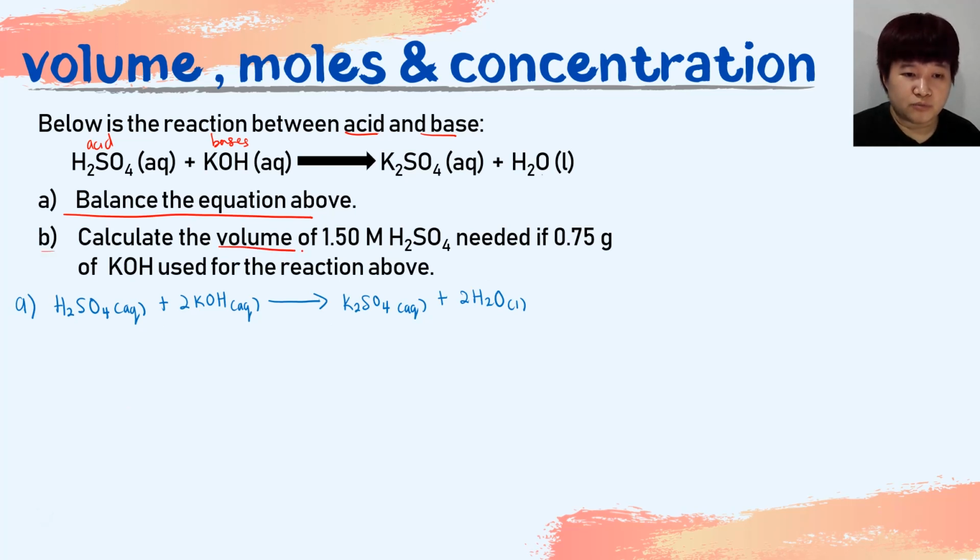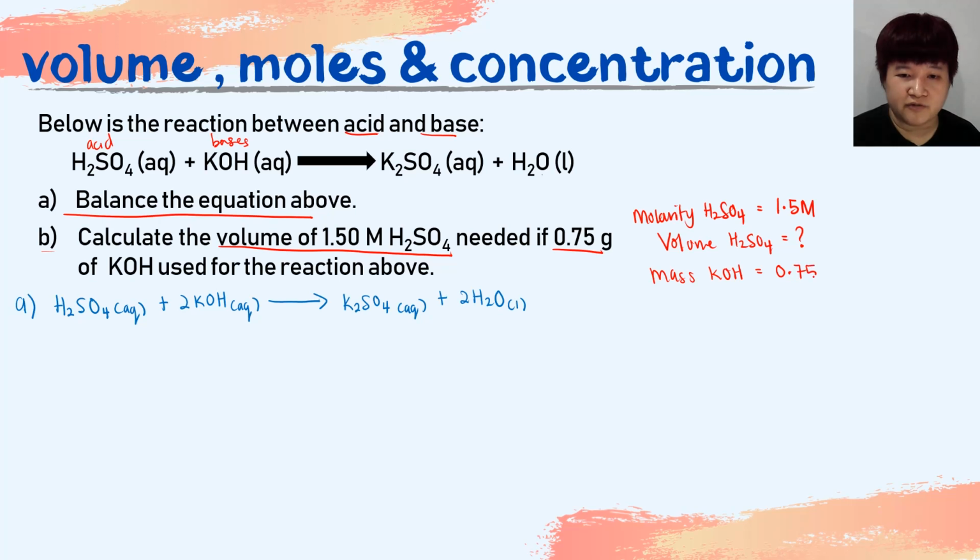Calculate the volume of 1.5 molar sulfuric acid. So what the question gives you right now is the molarity of the H2SO4. The molarity given is 1.5 molar. We are looking for the volume of sulfuric acid because the question is asking for volume. And last but not least, the question gives you the mass of KOH used. The mass given is 0.75 gram.